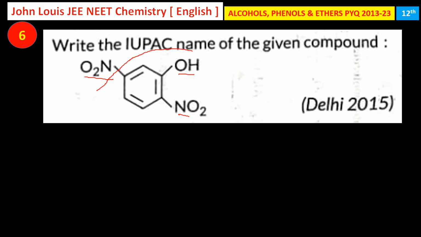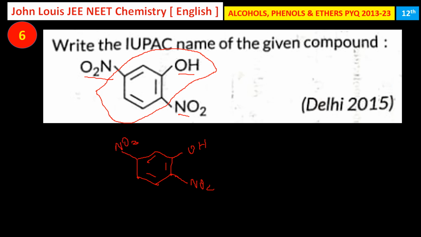So we know this is phenol. Let me rewrite this for better understanding. Here it is given like this. This is phenol. Now in the second position, there is an NO2 group. There is one NO2 group here and another NO2 group is bonded here in this place. Now you have to number the carbons in the benzene ring starting from the carbon bonded to the OH. This should be given priority, therefore it should be 1.